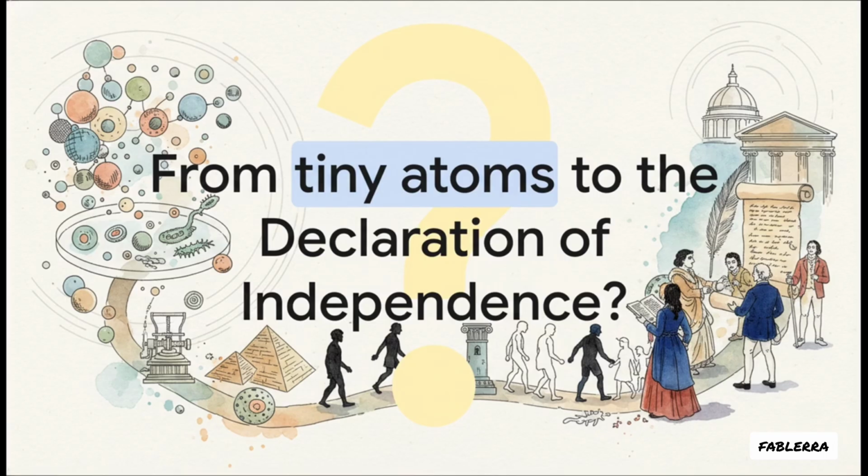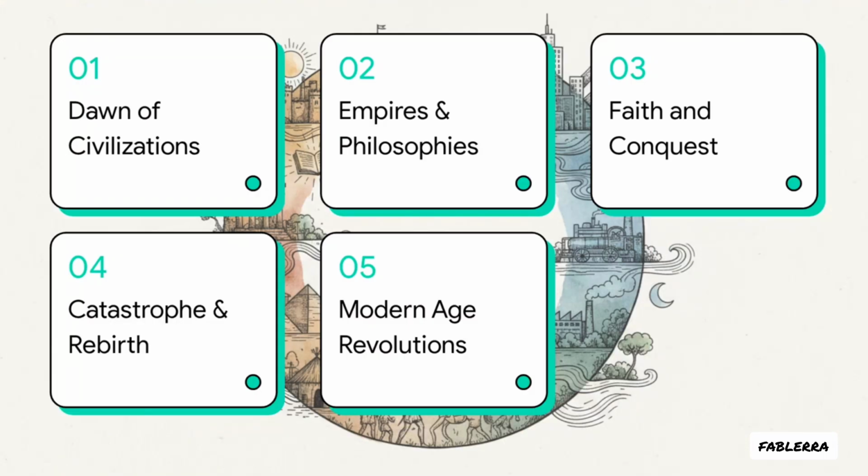I mean, really think about it. How did we go from just tiny atoms floating around in some primordial petri dish to drafting the Declaration of Independence? It is a truly staggering scope of human history, and that's exactly what we are unpacking today. So, to keep this whole journey logically structured, we've got a 5-part framework. We'll start with the dawn of civilizations, move into empires and philosophies, then faith and conquest, hit catastrophe and rebirth, and wrap up with the revolutions of the modern age.